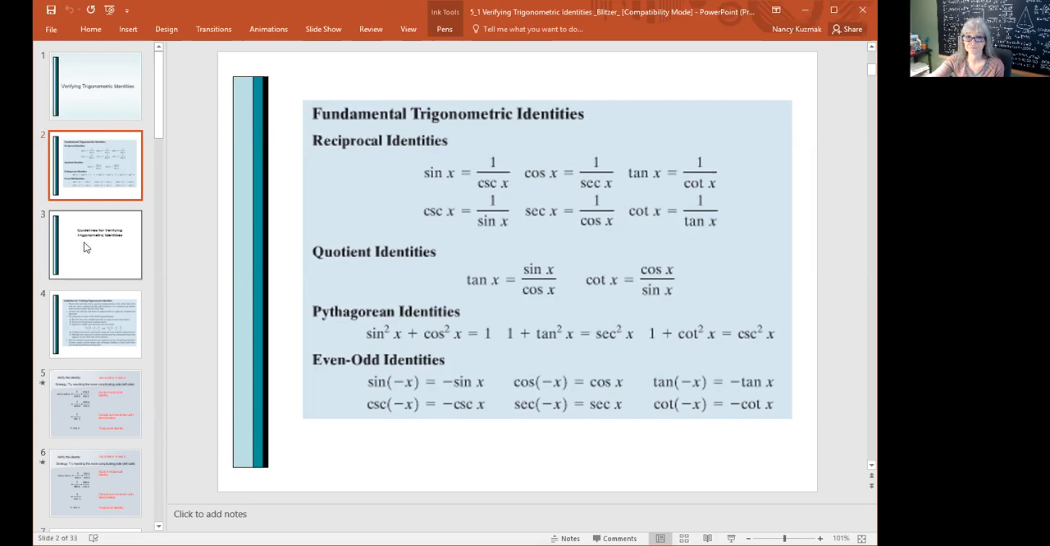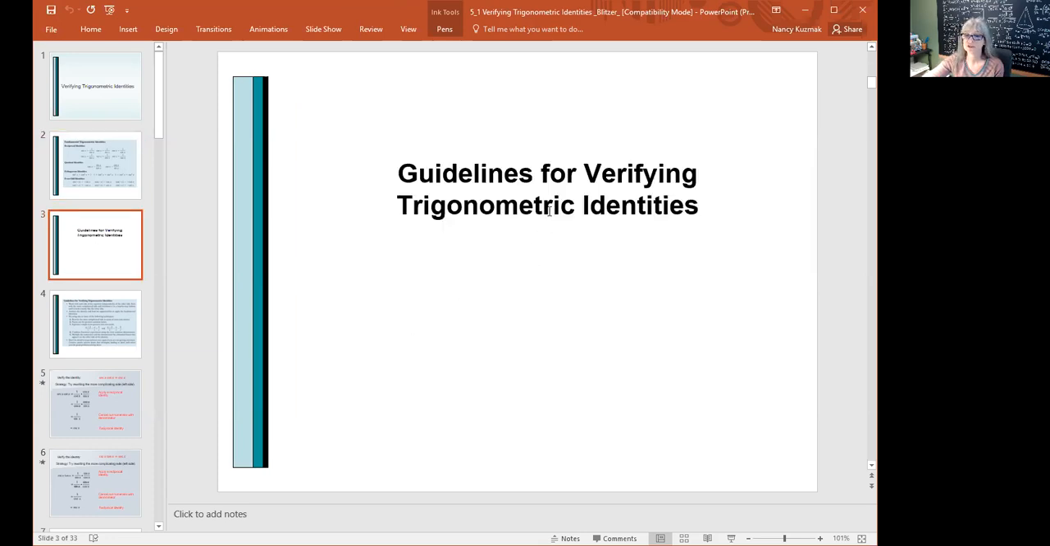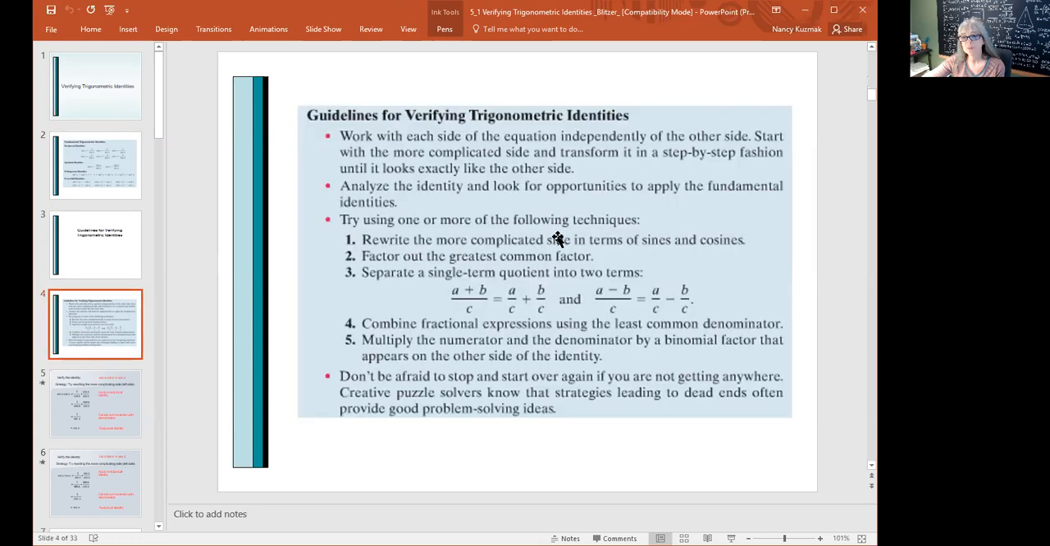So let's move to the guidelines for verifying trigonometric identities. This is a whole lot of words, right? And of course, this will be posted. But what it basically says is you're going to work on one side of the equation and transform it so it looks like the other side. It doesn't normally matter whether you pick the left or the right. You want to pick, however, the complicated side to make it look like the simple side, right?